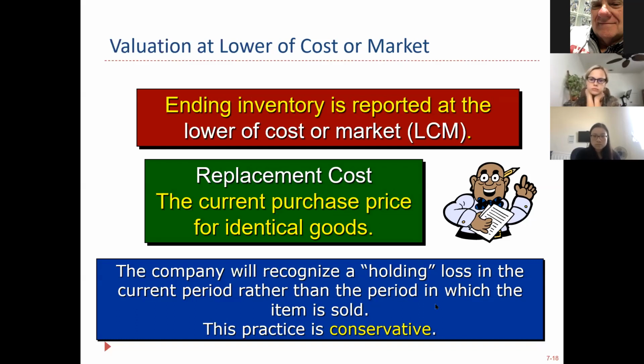The conservative principle in accounting simply means you always recognize losses as soon as you are aware of them, but you never, ever record a gain until you actually realize it by selling the item, okay? Lower of cost or market.